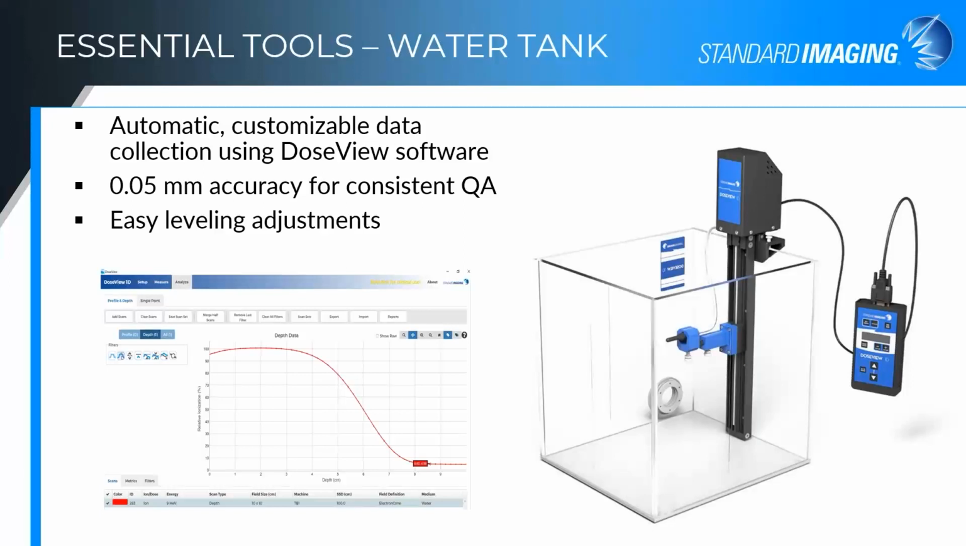Yep. So the water tank works with our DoseView software. It has a very high accuracy for positioning of the detector within the tank, and there are a couple of leveling adjustment screws on the back end here. Let me point out on the slide. Leveling adjustment screws that help you adjust if there's a slight tilt or skew that you need to account for when you're setting this up.